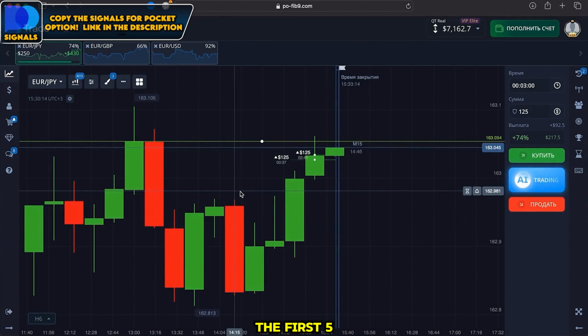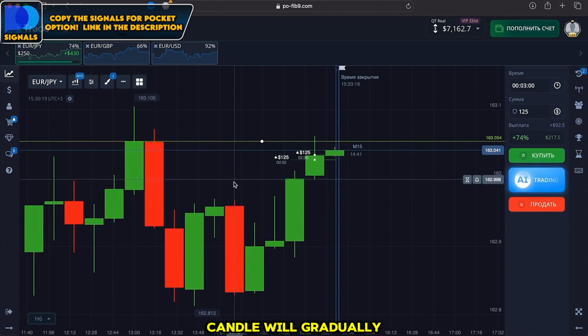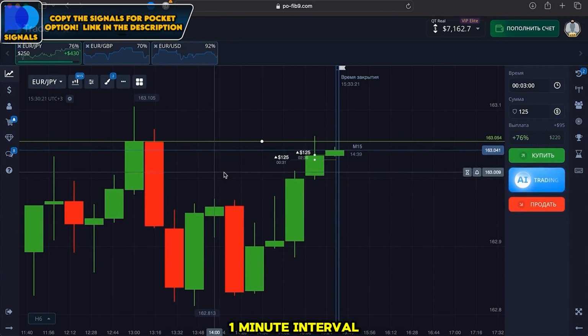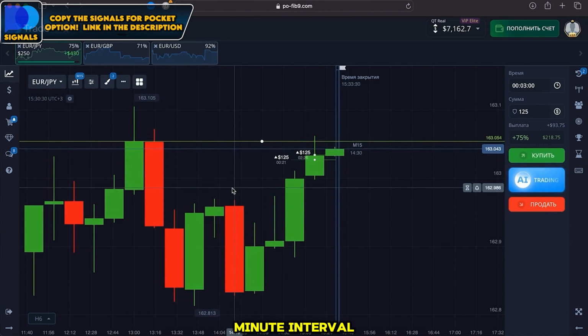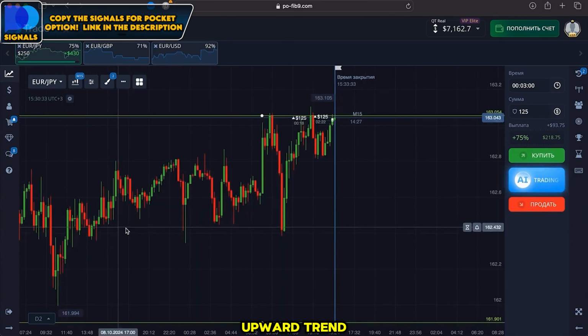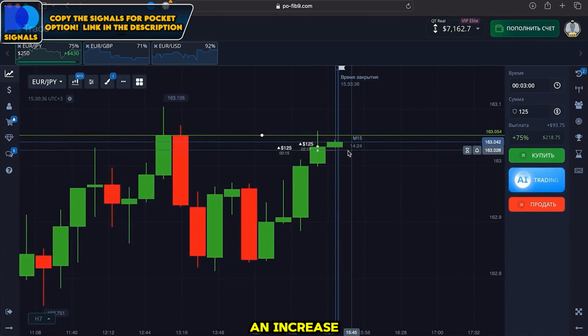That is, in the first 5 minutes, we see that on the 15-minute interval, a small bullish candle will gradually form, and on the 1-minute interval, we will already notice how bullish candles are consolidating, and an upward impulse is forming further. Therefore, if a rise starts to form on the 1-minute interval with such a dip and an upward trend, we open for an increase.